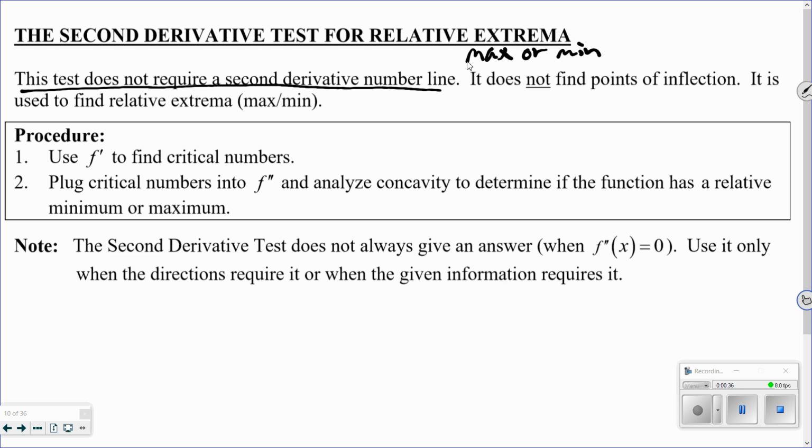So what we're going to do is this. We're going to find our critical numbers on f prime, and then we're going to plug those critical numbers into f double prime and analyze their concavity to determine if the function has relative mins or maxes.